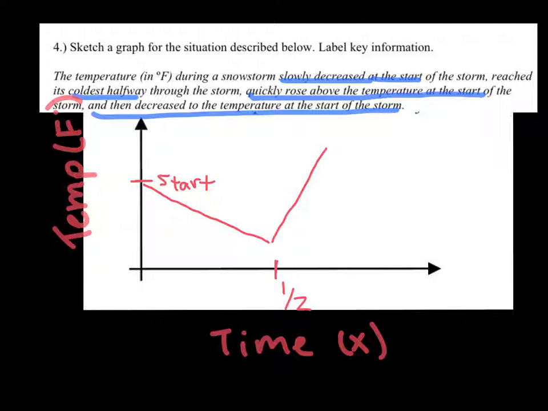And then it says it decreased then to the temperature at the start of the storm. So then we'll just draw. So if this is your start, that's where it then stopped or ended rising or falling. And that's it. So again, a general picture, but the steepness of your slopes should match the scenario. We don't have specific values, but there are certain things we can draw there.